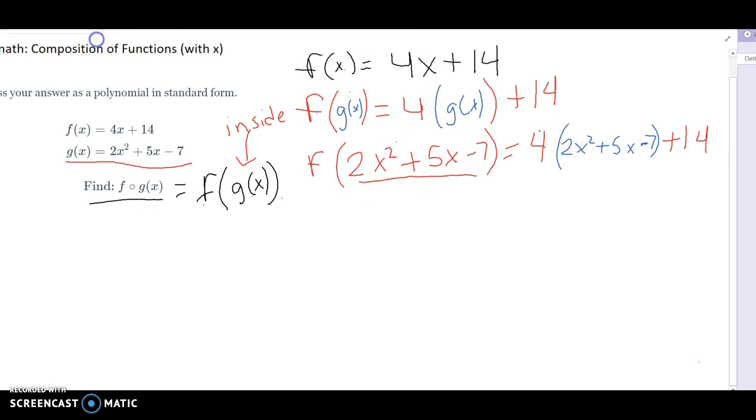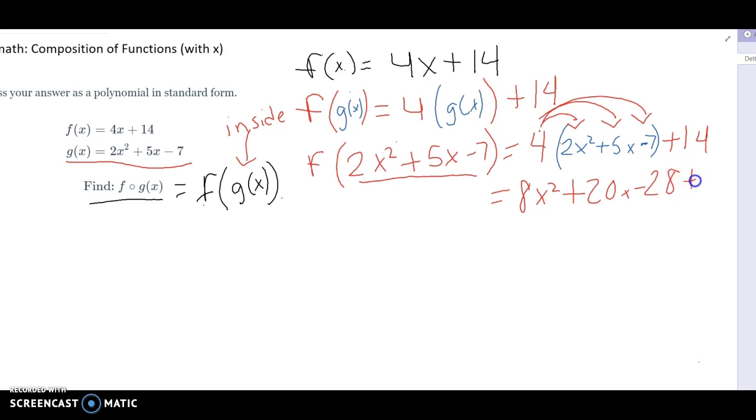So let's go ahead and distribute that 4. It's going to be 8x squared. And then distribute it to the 5x, plus 20x. And distribute it to the negative 7. That's a negative 28 plus 14. And so here we only got one pair of like terms. We only have negative 28 and positive 14, so that's going to give me a negative 14.